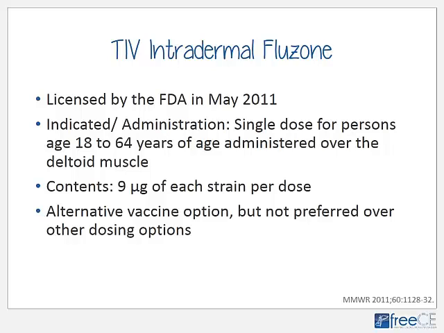It's a little bit different in that it's a lower amount of strain in each dose. It contains 9 micrograms, whereas our traditional trivalent inactivated influenza vaccine products administered intramuscularly contain 15 micrograms of each vaccine strain.